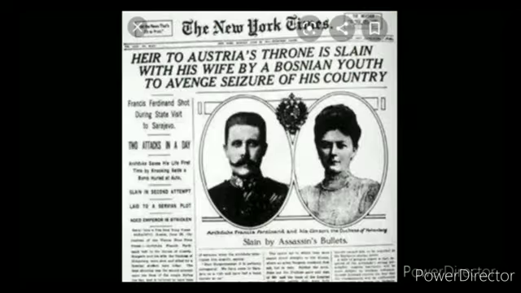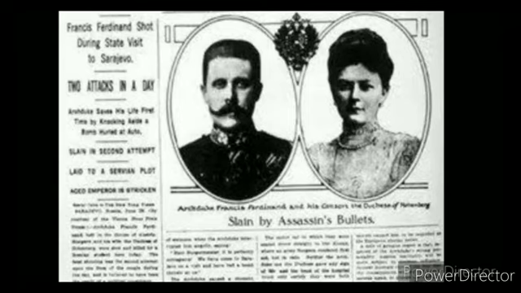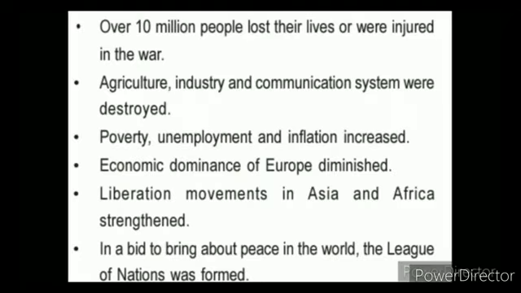In July 1914, Francis Ferdinand, the heir to the throne of Austria, was assassinated by a Serbian youth, Gavrilo Princip. The spark that ignited First World War was the assassination of Francis Ferdinand. Austria held Serbia responsible for it and declared war on Serbia on 20th July 1914. These are the reasons of First World War.